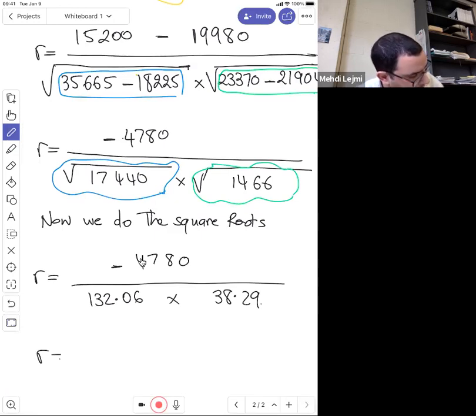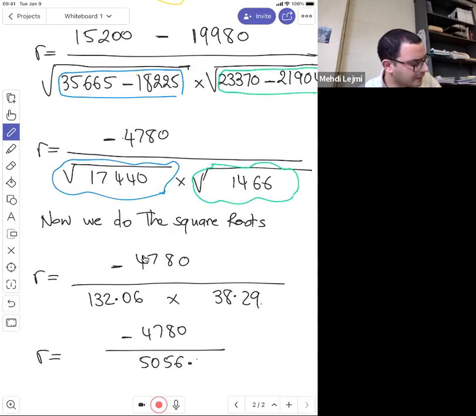Okay, now next operation, we need to finish the bottom. So we need to multiply. We have this negative 4,780 on the top, right? And then we need to multiply this 132.06 by this 38.29, right? And the answer is actually 5,056.36.